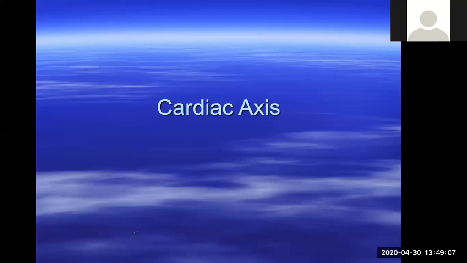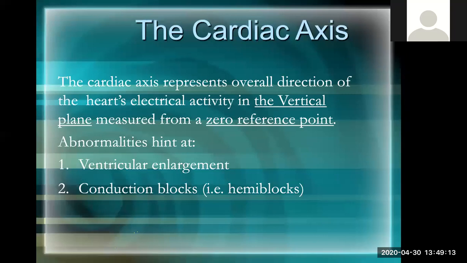Okay, we'll try to go through cardiac axis. A bit complicated, so not that relevant, but it has importance, really. The axis of the heart represents the overall direction of the heart's electricity in the vertical plane. So the axis is measured in the vertical plane, not in the horizontal plane. We don't measure it by looking at the chest leads. We look at the limb leads: 1, 2, 3, AVR, AVL, AVF, with the zero reference, lead 1, which is 0. That's how we measure it from those leads.